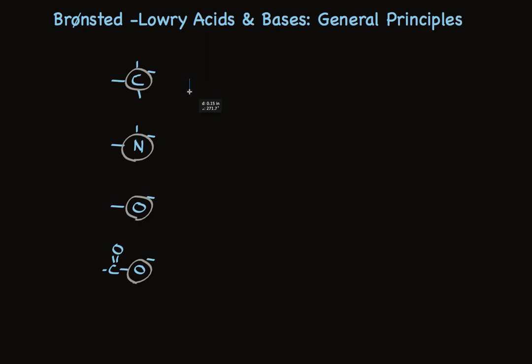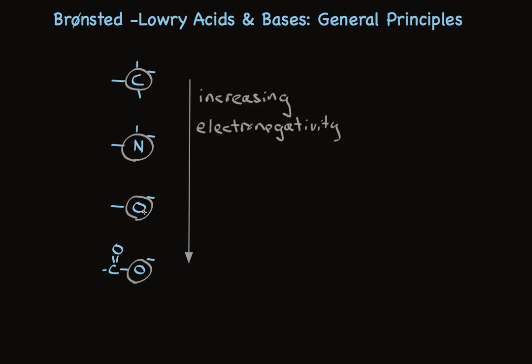As we go down this list, we get to stronger and stronger acids because the electronegativity of the atoms is increasing, and more electronegative atoms better accommodate negative charge. And when you get to the bottom two, the negative charge is on oxygen in both cases. Same electronegativity. There's a second principle at play. In the bottom case, the conjugate base of the carboxylic acid, that anion is resonance stabilized, so it is better able to accommodate the negative charge.